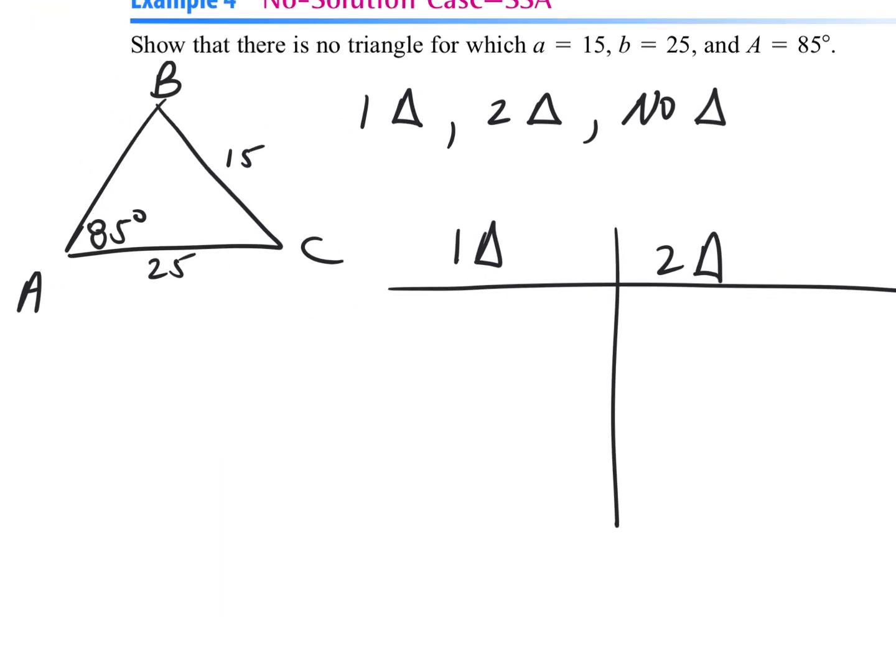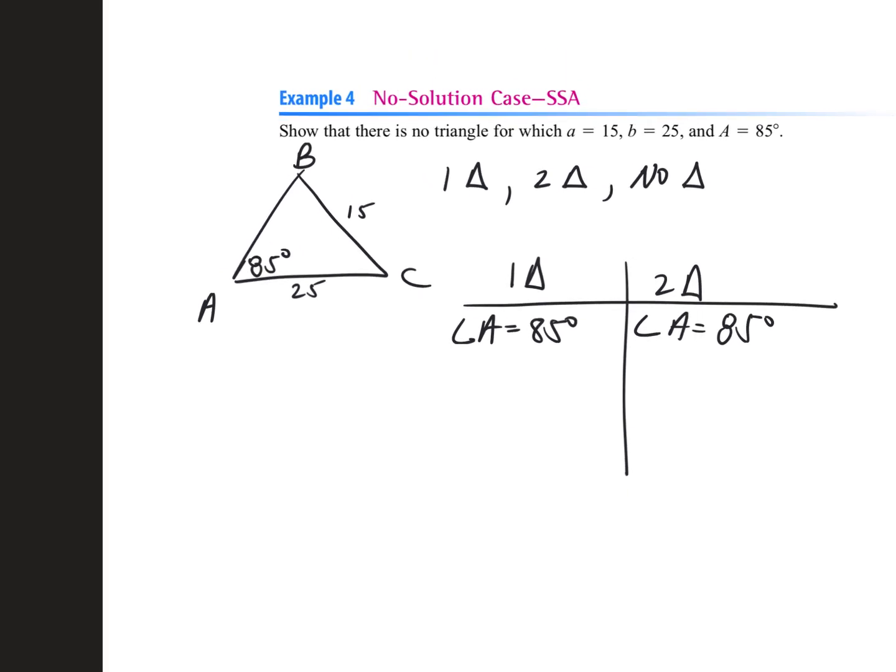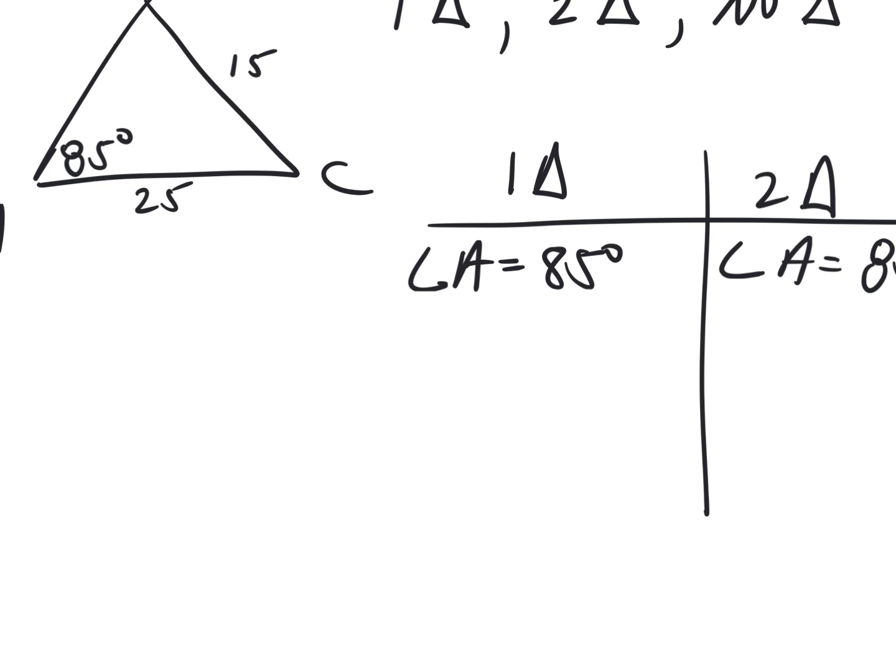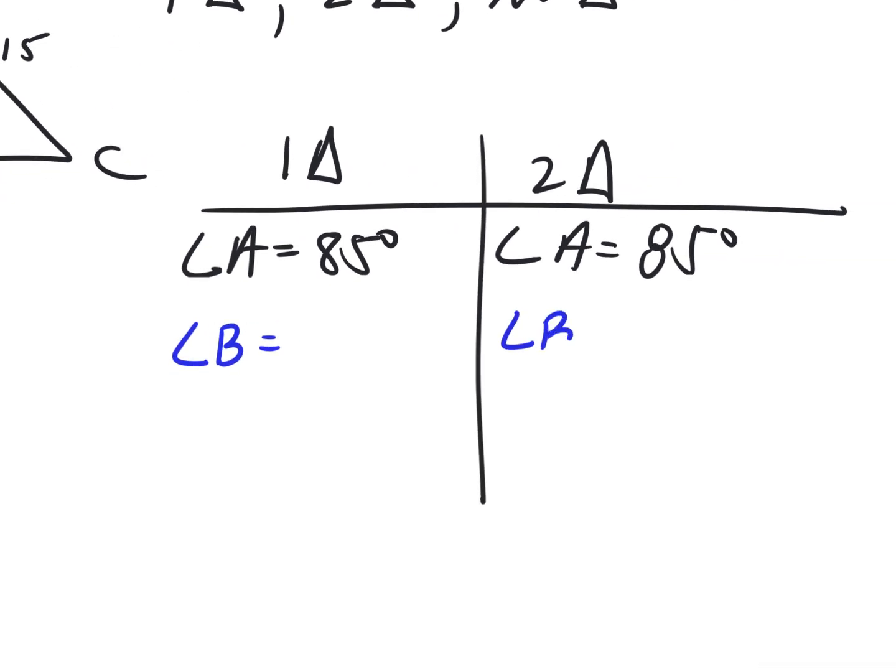So what is the given angle? Because if it's in one triangle, it's going to be in the other. What's the given angle? A. Okay, so 85 degrees. So if there's a second triangle, A is going to be 85 degrees. So let's go ahead and find which angle. B. How come I have to find B? Why can't I find C? Because you don't have enough information to do that.